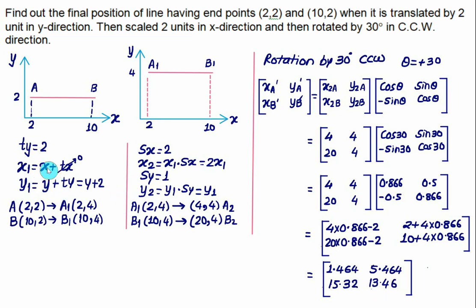When the translation is along the y direction, the translation along the x direction will be equal to 0. When the scaling is along the x direction, then the sy value you have to take as 1, and the rotation is anticlockwise, so you have to take the positive value. Solve step by step and you will get the final coordinates: A is 1.464, 5.464, and B is 15.32, 13.46.